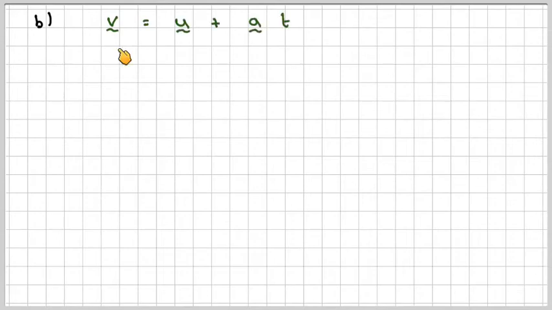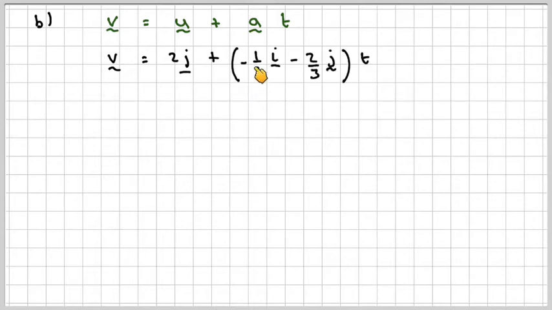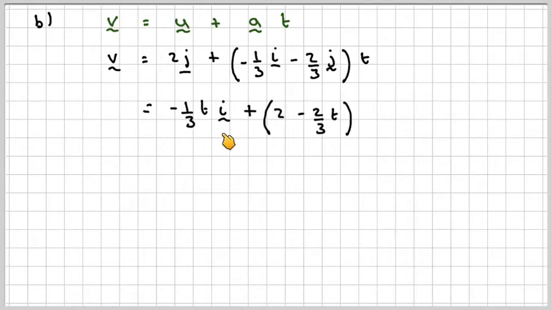Using the idea that v is equal to u plus at, we have that v will be equal to 2j plus the acceleration, which is -1/3 i minus 2/3 j, times t. So we're going to have -1/3 t i, and then 2 minus 2/3 t j.